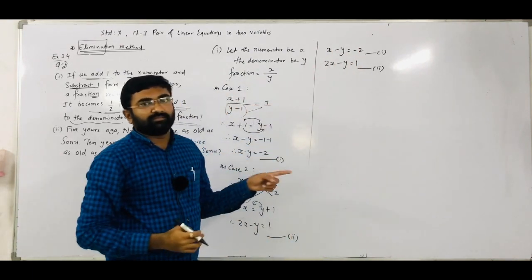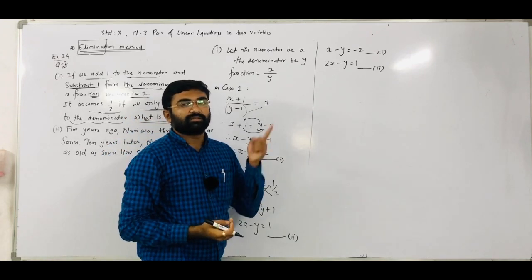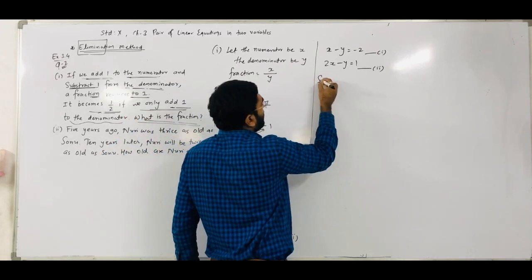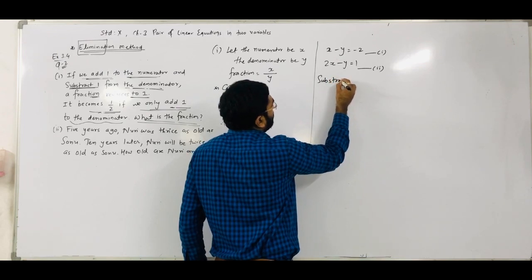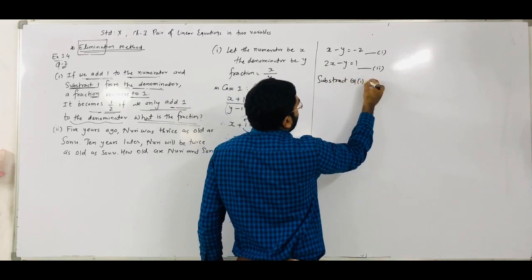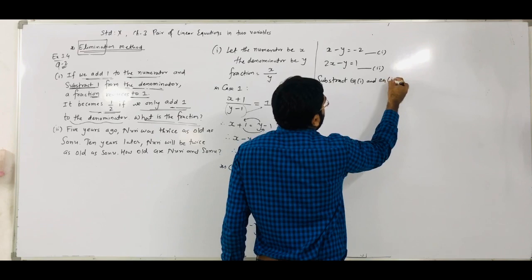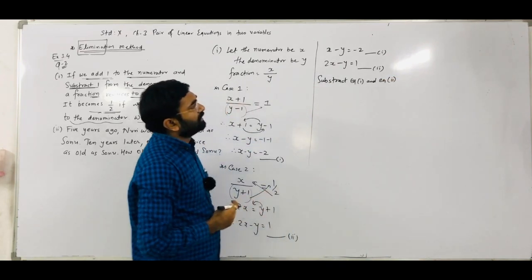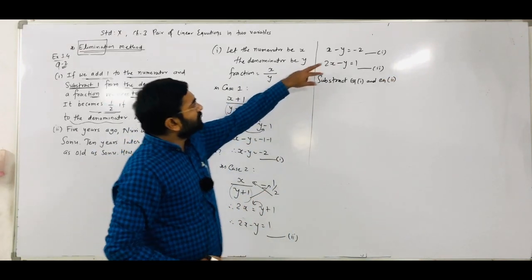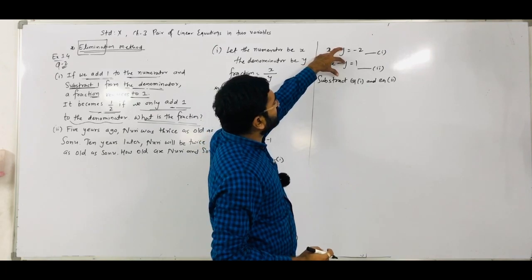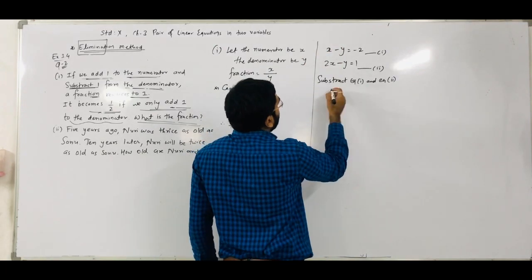Whenever the sign is the same, what do you have to do? You have to subtract both equations. Right? So subtract equation 1 and 2. Here we do not have to multiply any number for equation 1 and equation 2. Why? Because here the two terms have already become the same. Right? So we just have to do the subtraction.